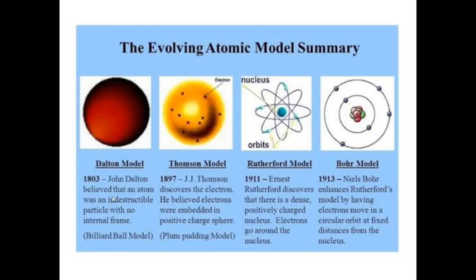Rutherford discovered there is a dense positively charged nucleus, and electrons go around the nucleus. We call this model the nuclear model. And Bohr enhanced Rutherford's model by having electrons move in circular orbits, and it is called the planetary model. In addition to that, I talked about the electron cloud model as discovered by Erwin Schrödinger.